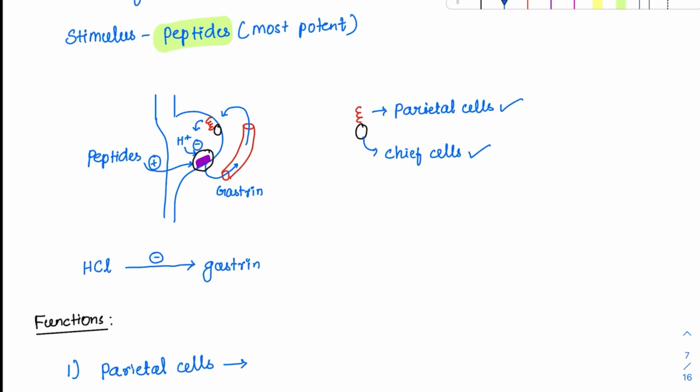And whenever parietal cells are producing HCl, these H plus ions will go and inhibit the gastrin. So gastrin is increasing their secretion, which in turn is inhibiting the gastrin itself. So what type of feedback mechanism is this? This is a kind of negative feedback. It is a negative feedback mechanism.